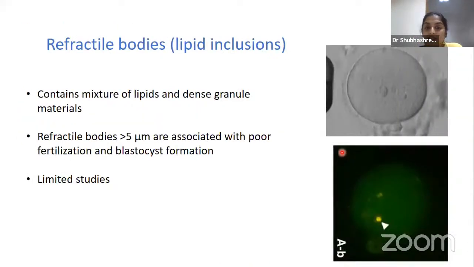So next comes the retractile body, one of the important morphological features which we observe in the oocytes. Usually they contain a mixture of lipids and dense granular material. Studies have shown that retractile bodies measuring less than 5 micrometers may not have any consequences. However, when they are large, more than 5 micrometers, they are associated with poor fertilization and blastocyst formation. However, we have only a few limited studies that have looked into this aspect.